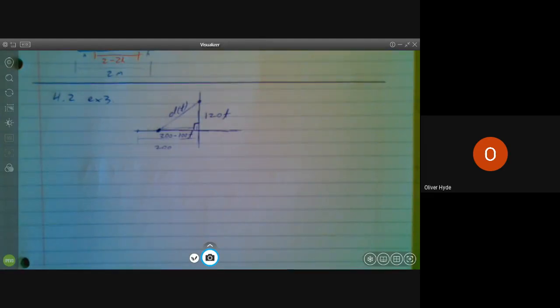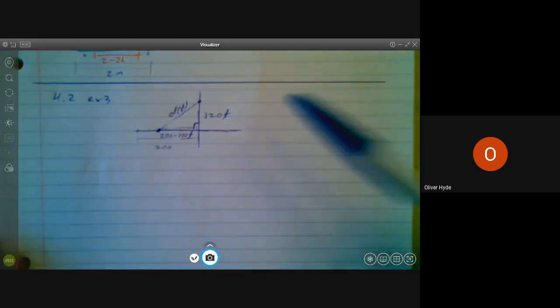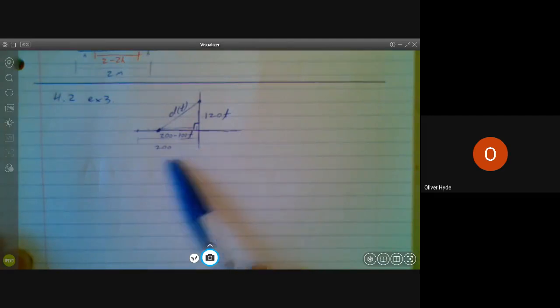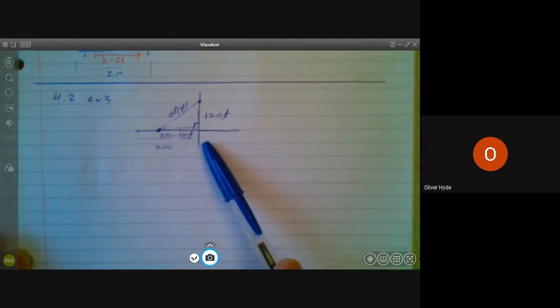Hello, Royals. I want to take another look at lesson 4.2, example 3. It's an optimization example here. I'll just walk you through the diagram that was posted in the lesson.